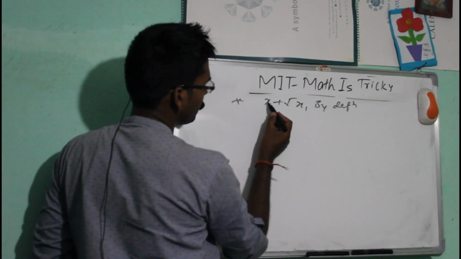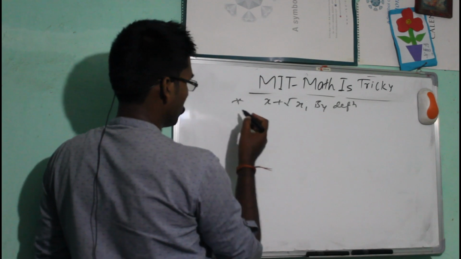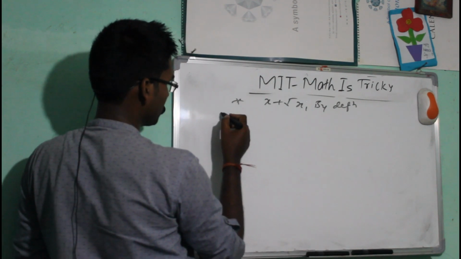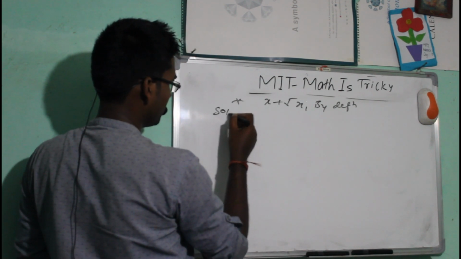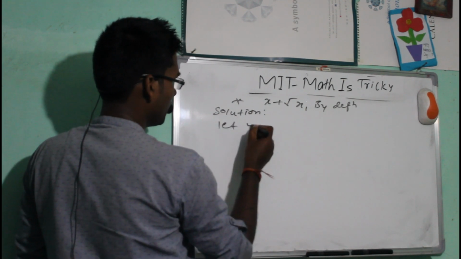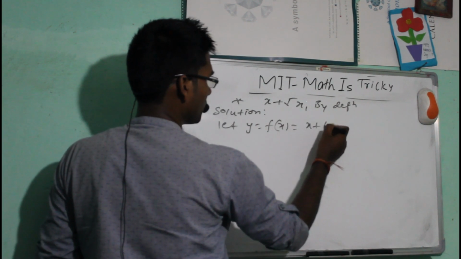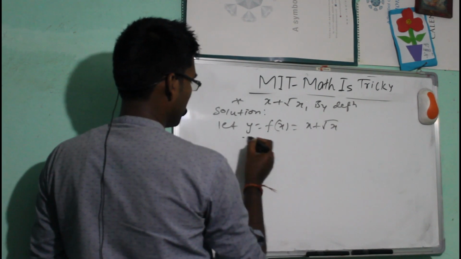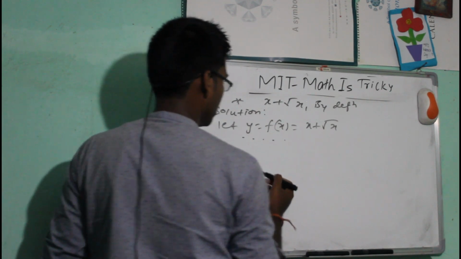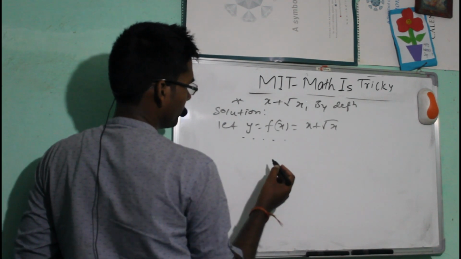Suppose you have to find the derivative of x plus root x by definition or by first principle. How do we solve it? In this case also we'll start like this. The solution will be: let y equals f(x) equals x plus root x. For language, please see my previous videos.